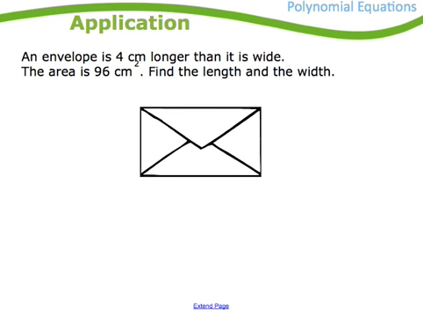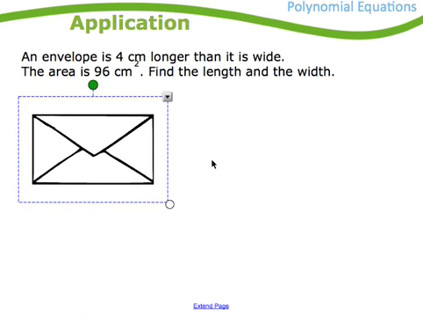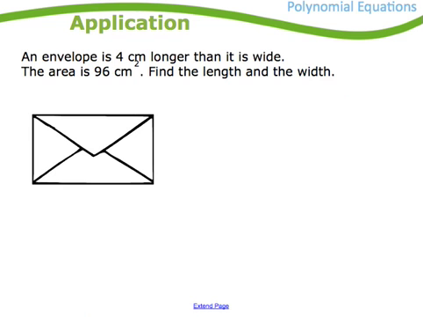Okay, one last application of using quadratic equations and using factoring to solve them. I've got an envelope here, and the question says that my envelope is 4 centimeters longer than it is wide. So if my width is W, then my length, rather than using an L, I'm going to say my length is whatever the width is, plus another 4 onto it. So the width is W, the length is W plus 4.